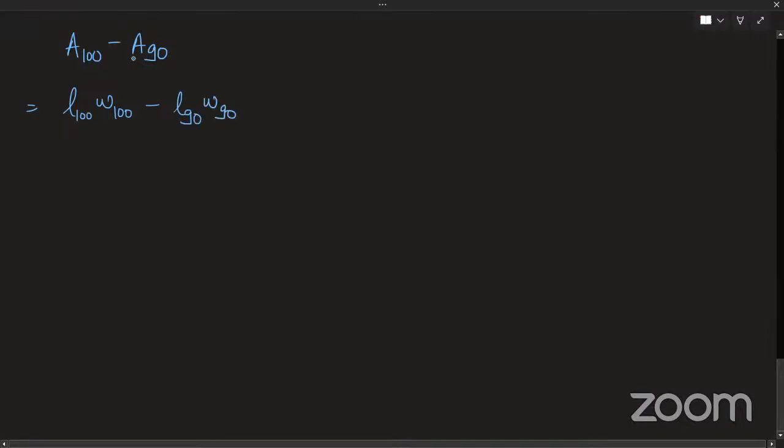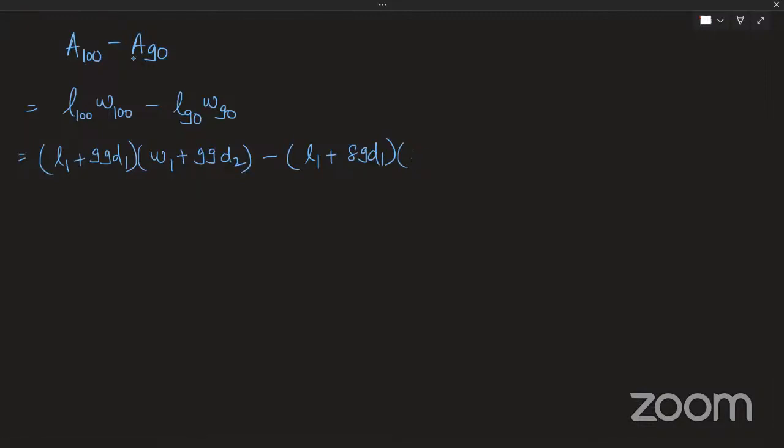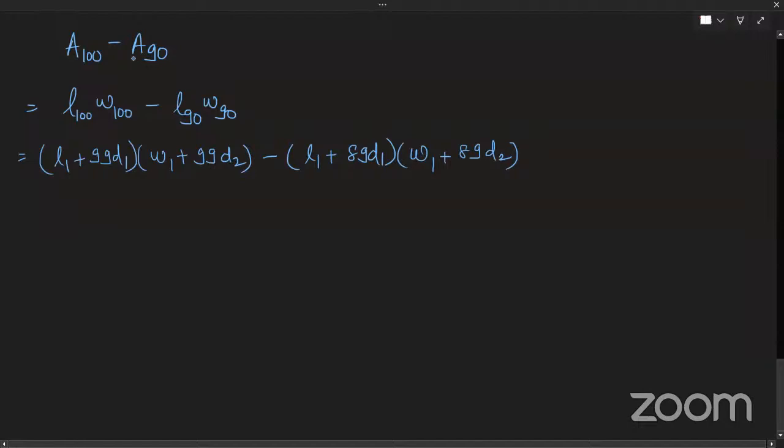What is L100? L100 is basically L1 plus 99 times D1. Similarly, W100 is W1 plus 99 times D2. Right? Minus L1 plus 89 times D1, and W1 plus 89 times D2. Correct. So can you open this for me? It will be L1 W1 plus 99 times D1 W1 plus 99 times L1 D2 plus 99 squared times D1 D2. Correct?